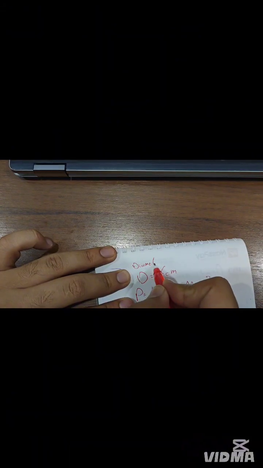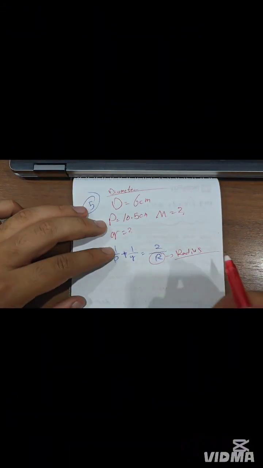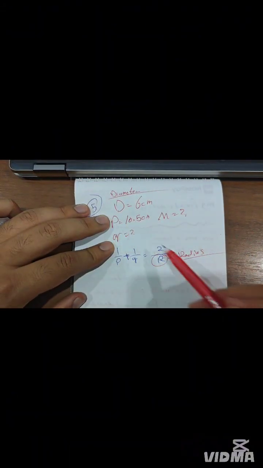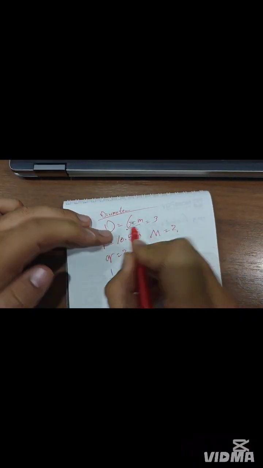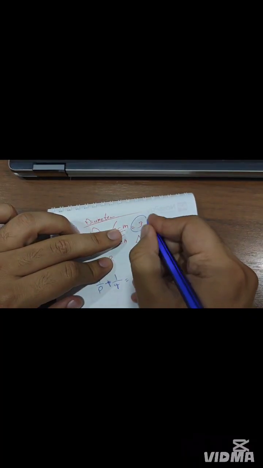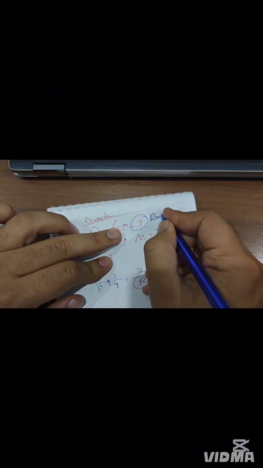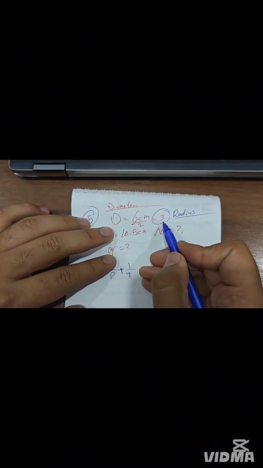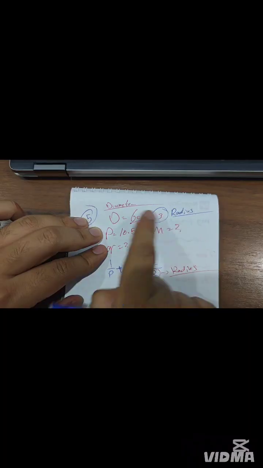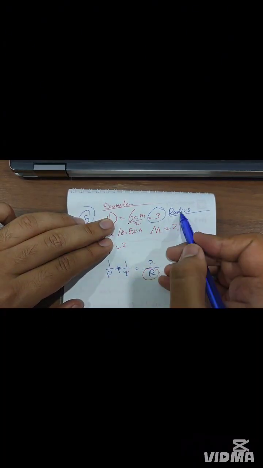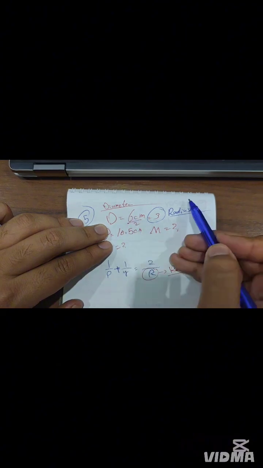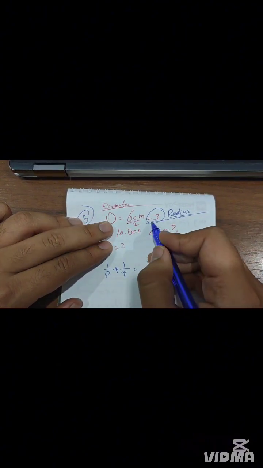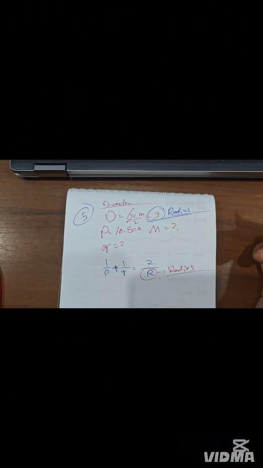In math, you studied how we can convert diameter to radius by dividing by 2. 6 divided by 2 will be 3. So this 3 is the radius, because radius is half of the diameter. The diameter is twice the radius. To convert diameter to radius, divide the number by 2. So the value of radius is 3, right?